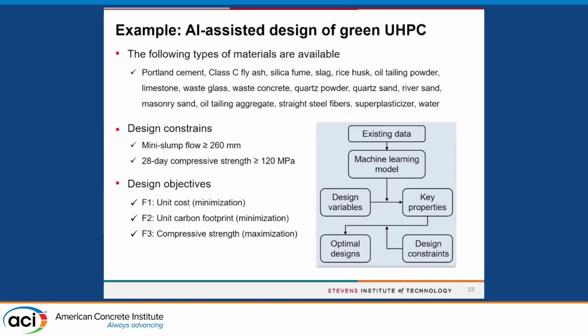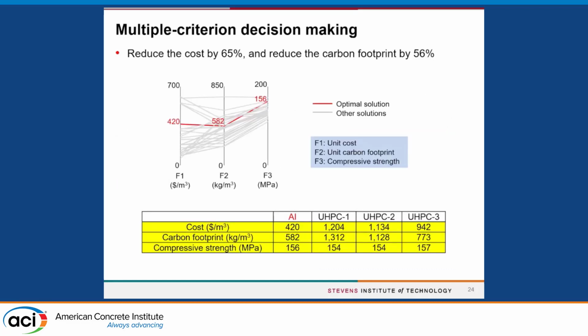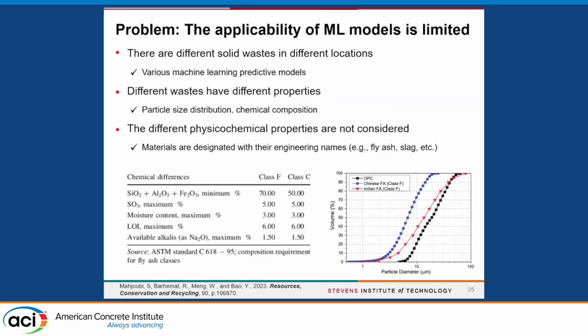So we have considered many types of solid wastes or different types of materials. The design constraints are that the mini-slump flow should be no less than 260 millimeter, and the 28-day strength should be no less than 120 megapascal. And we have set the design objectives as minimize the unit cost and the carbon footprint, and maximize the compressive strength. Our resulting optimum mixture shows that we reduce the cost by 65% and the carbon footprint by 56%.